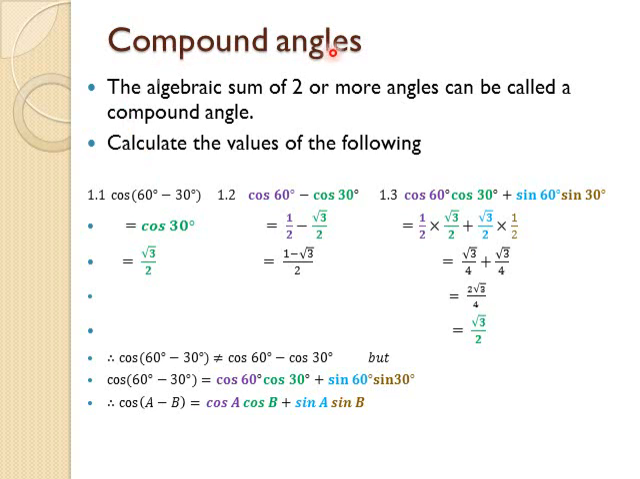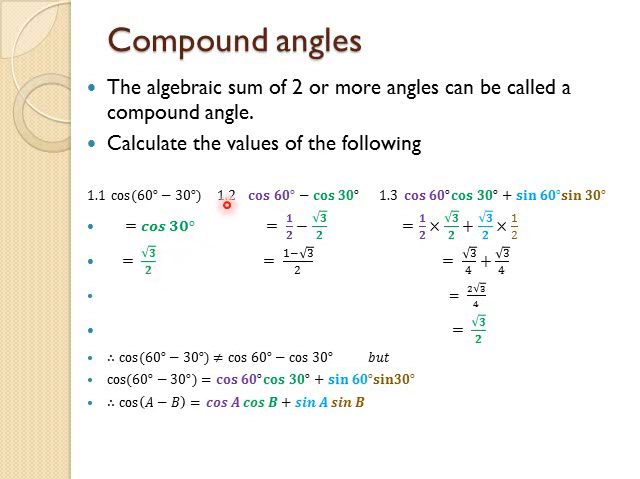Alright, so in short, algebraic sum, meaning when I add or subtract 2 or more angles, we can refer to them as compound angles. So there's an example. If I say cos(60 - 30), that's referred to as a compound angle, right? If we calculate the value, 60 minus 30 is 30, and cos 30 according to special angles would be square root 3 over 2.